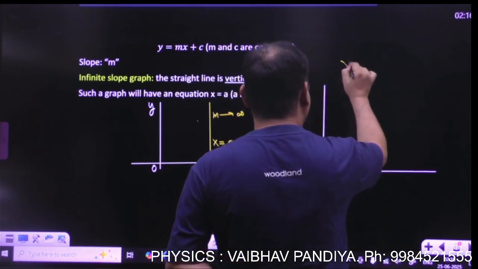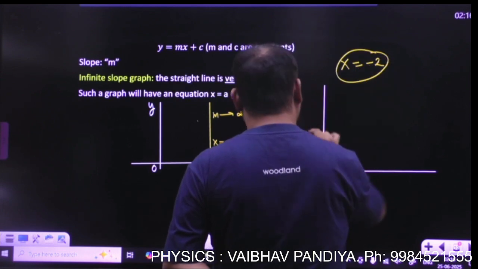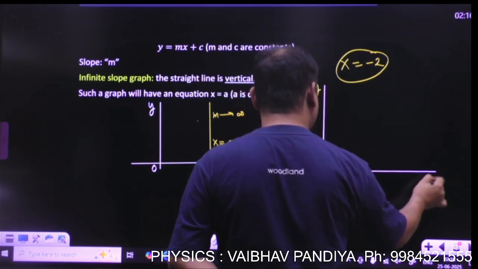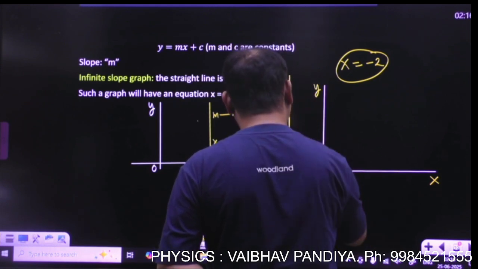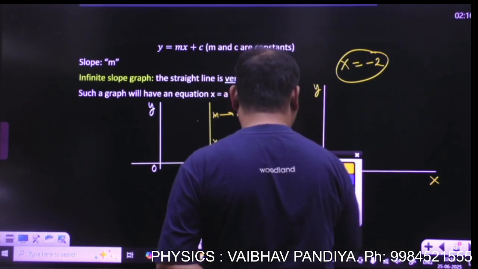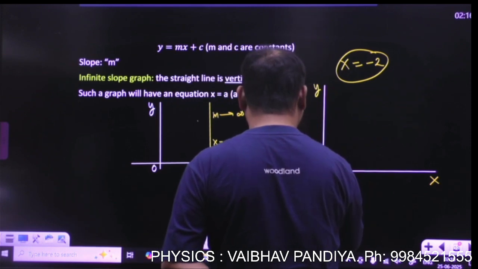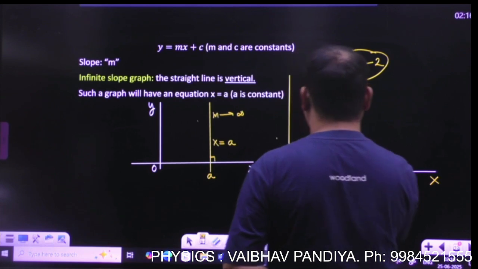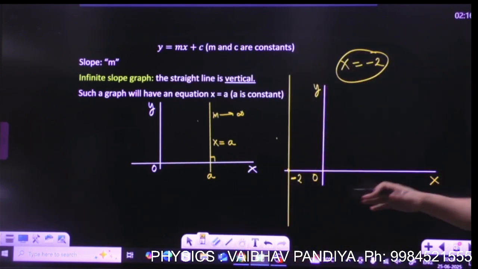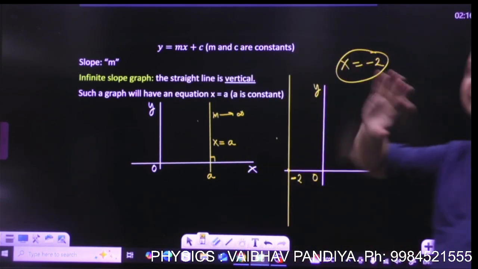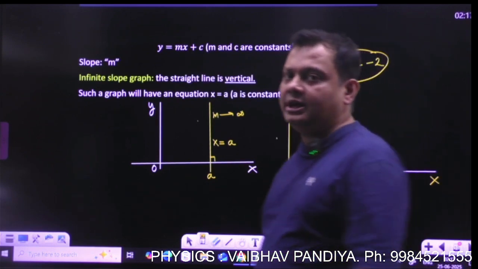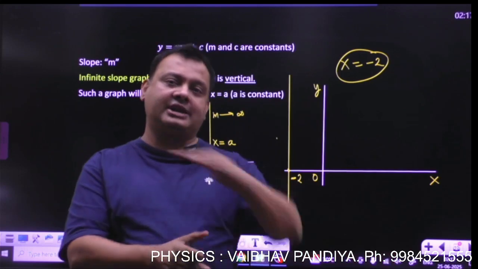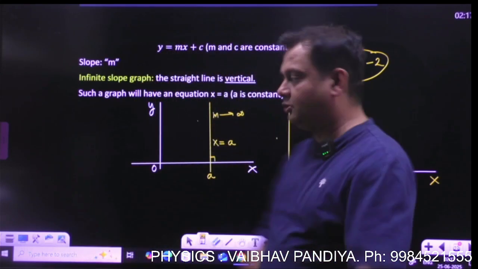Suppose I am saying x is equal to minus 2. So you will make a line passing through x is equal to minus 2, and of course the line will be perpendicular to the x-axis and parallel to the y-axis, and the slope will be infinite. Okay. So whenever you have an equation of the form x is equal to something, that is a vertical line, the slope will be infinite. Whenever you have the form y is equal to some constant, that is a horizontal line, slope is zero.